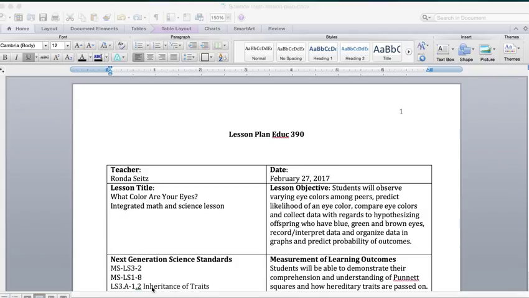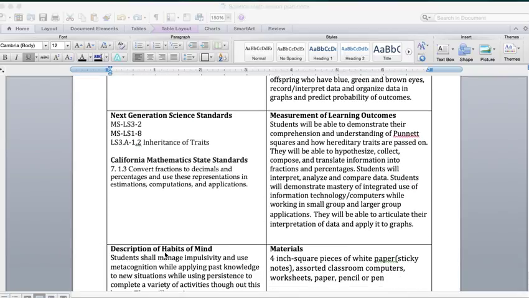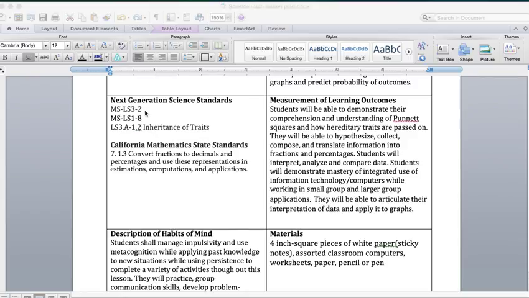The lesson objectives here are for students to observe varying eye colors among their peers, predict the likelihood of an eye color, and compare eye colors by collecting data with regards to hypothesizing offspring's color of eyes, whether they have blue, green, or brown eyes, and record and interpret that data and organize it into graphs and predict the probability of that outcome.